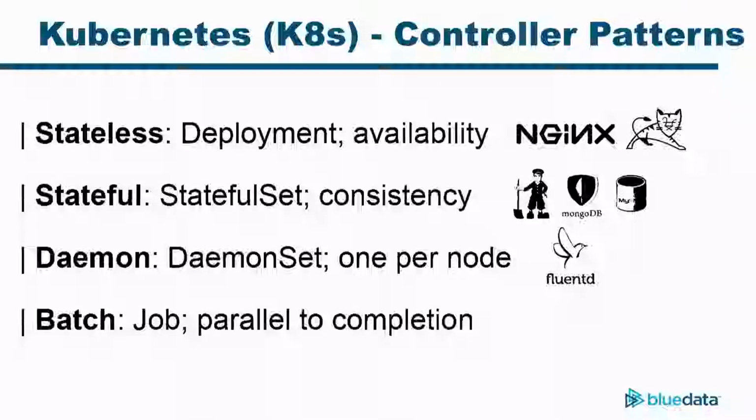So, the controller patterns that I talked about. One of the key reasons why I want to go through some of these controller patterns is this is how you onboard the different applications on top of Kubernetes. Kubernetes offers, and this is by no means comprehensive, 4 popular controller patterns. The first one is for stateless applications. It's called a deployment controller.